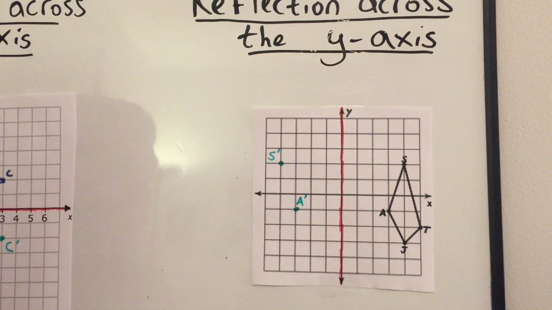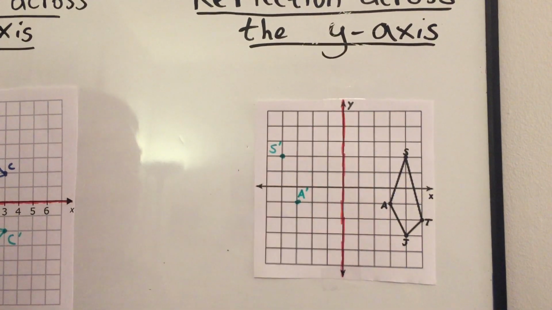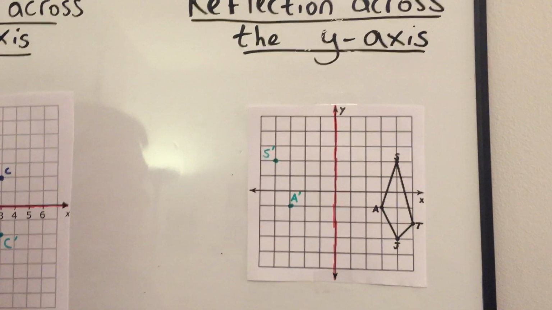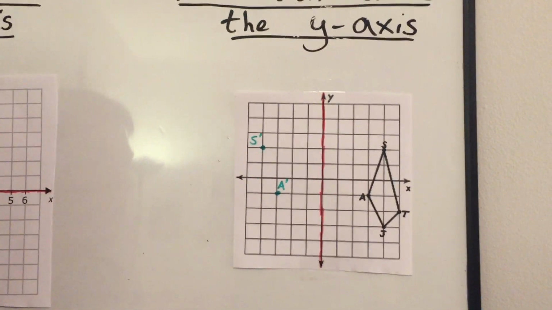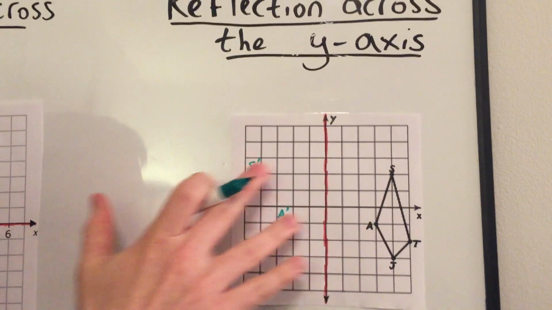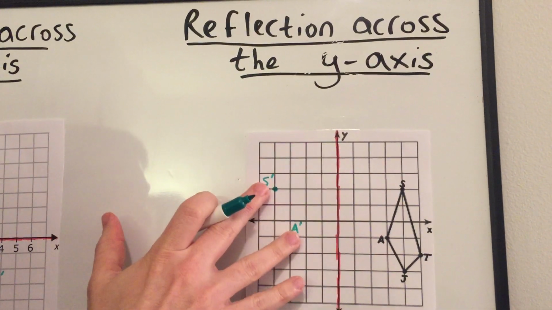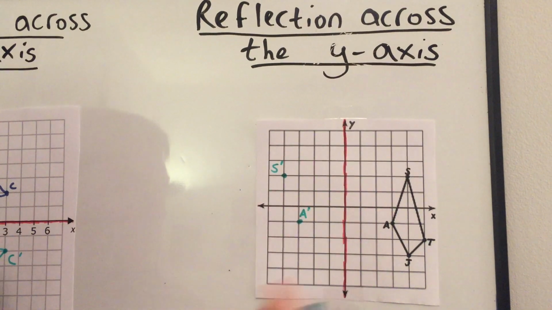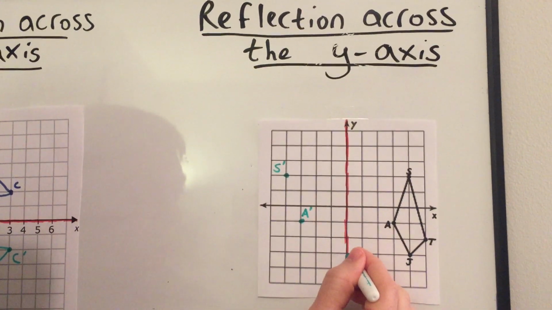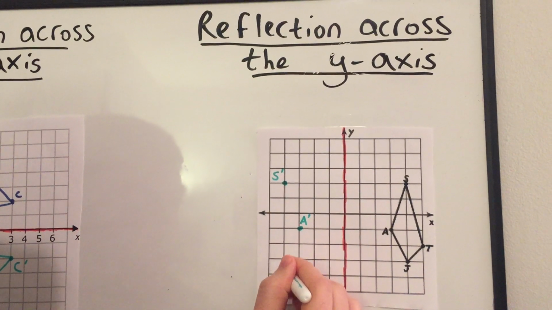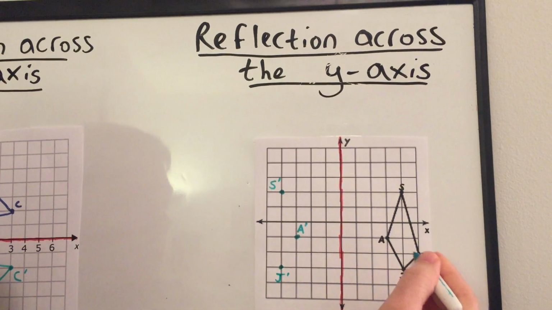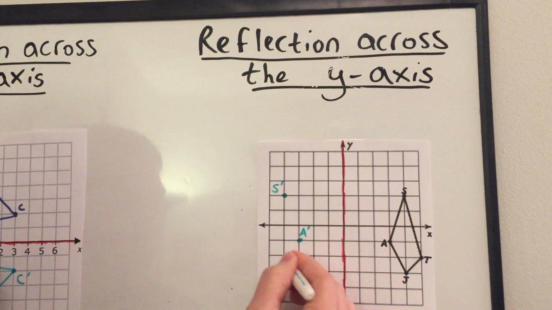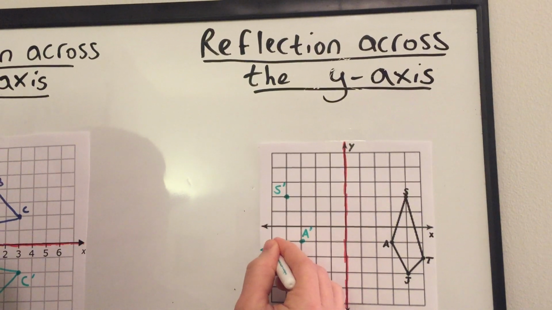A prime. Again, notice how I'm not just putting points, I'm putting the points with the letter and also the prime, so that way I don't forget which point is which letter, but also the prime to say this is different than, well, not necessarily different, but this is the reflected image from our original. Remember, pre-image and then your image. J is 1, 2, 3, 4, so 1, 2, 3, 4 the other way. And then T is 1, 2, 3, 4, 5. So 1, 2, 3, 4, 5 right there.